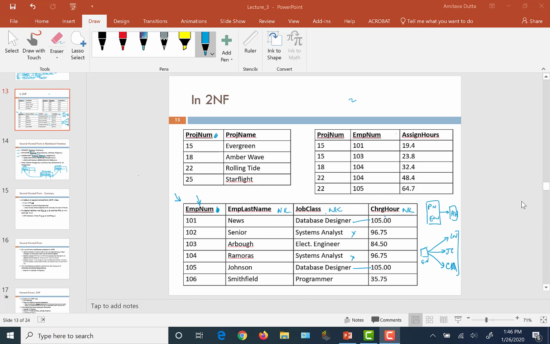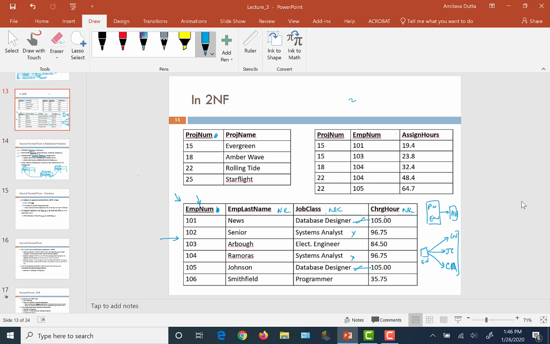Now, if you look at the employee table, we haven't done so. Let's take a little more detailed look. In the employee table, if the hourly rate of a database designer changes from $105 to $150, then I have to change it here once and I have to change it here twice. Unless I change it in both places, I will have inconsistent information in the table. So I have an update anomaly.